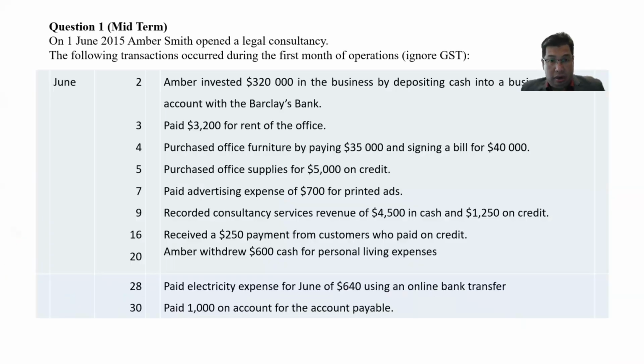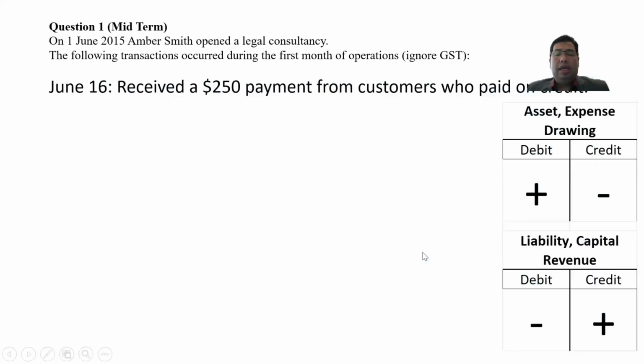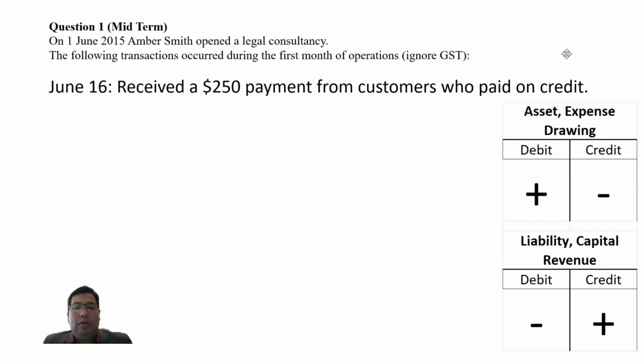Okay, let us look at the other example here. Receive 250 payment from customer who paid on credit. So this is interesting. We receive cash, so our cash will increase. Cash is an asset. So increase in cash, we're going to debit. So the answer will be debit. I'm going to debit cash account.